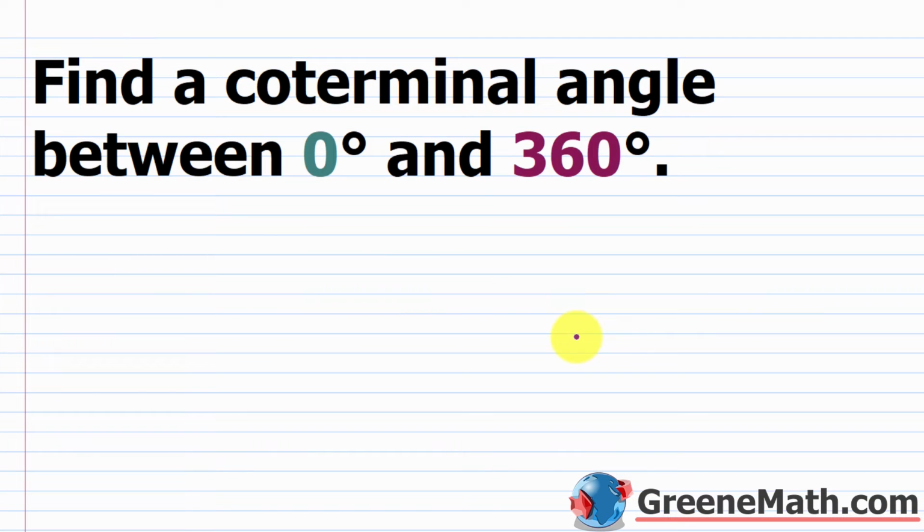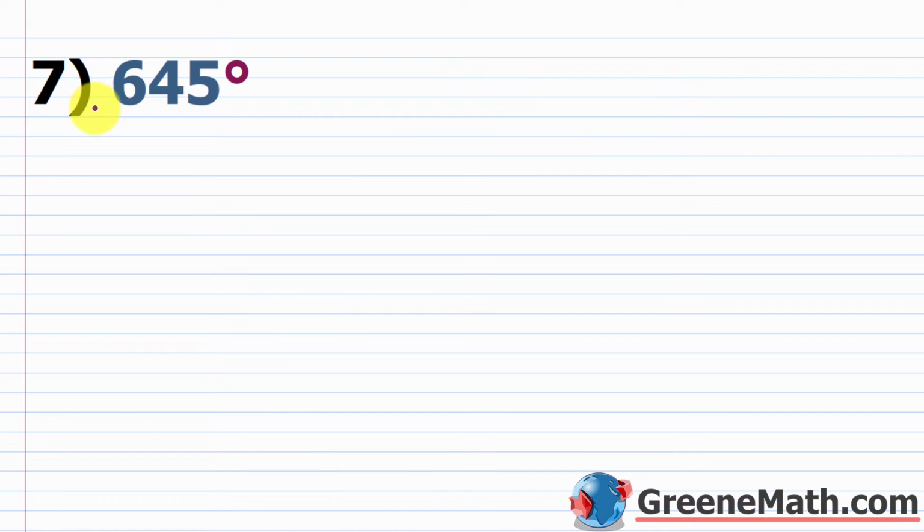All right, let's talk about a different type of problem. So now we're asked to find a coterminal angle between 0 degrees and 360 degrees. So for problem 7, we're given 645 degrees. And the idea here is if you're given a positive angle, like we have here, we're going to keep subtracting away 360 degrees until we get an angle measure that's between 0 degrees and 360 degrees. If you got a negative angle measure, well, then you need to add 360 degrees until you get to an angle measure that's between 0 degrees and 360 degrees.